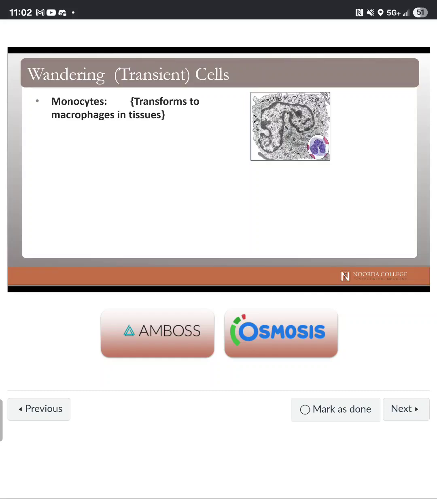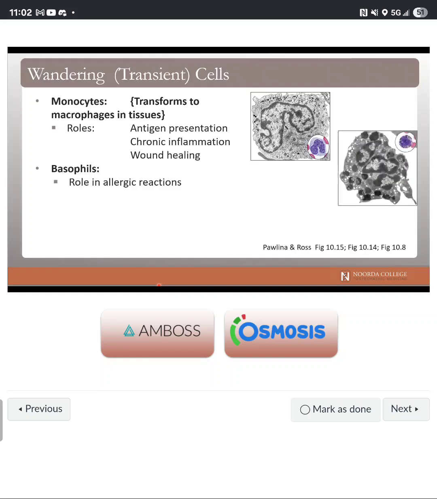In the wandering transient cell cast, we have our monocytes. Monocytes circulate in the bloodstream. When they get to the tissue, they become tissue macrophages. The image shown here is a light microscopy of a monocyte, which has a kidney bean or horseshoe-shaped nucleus. They are very large, containing various granules. They can be phagocytic, and they also play a key role in inflammation, antigen presentation, as well as wound healing.